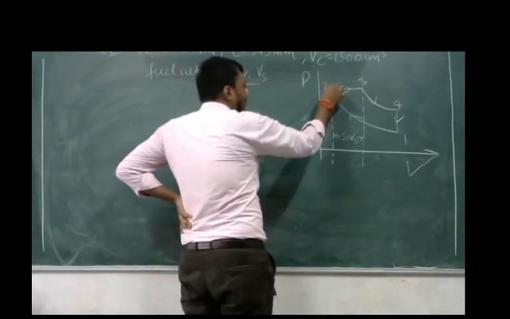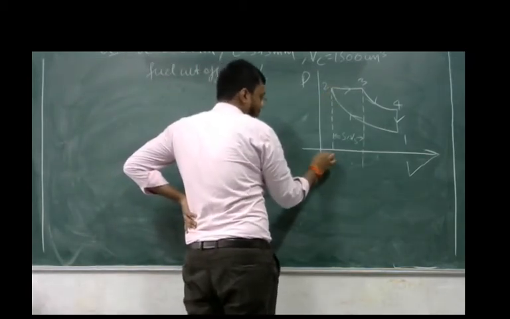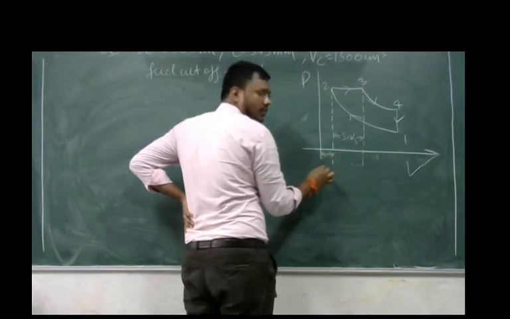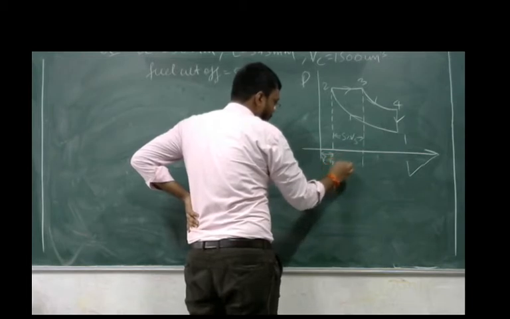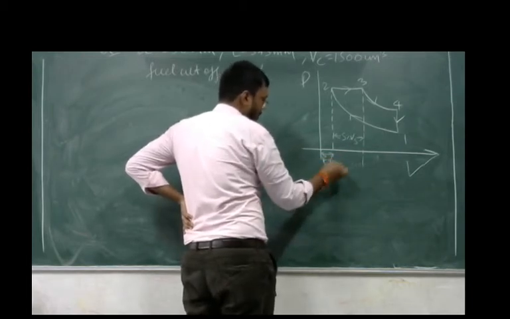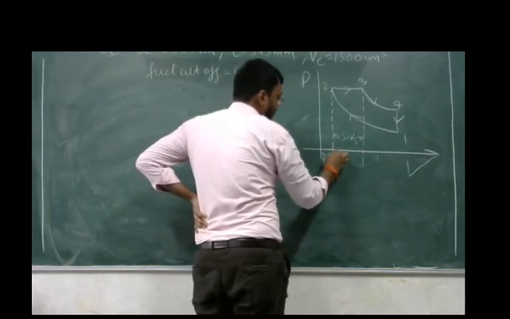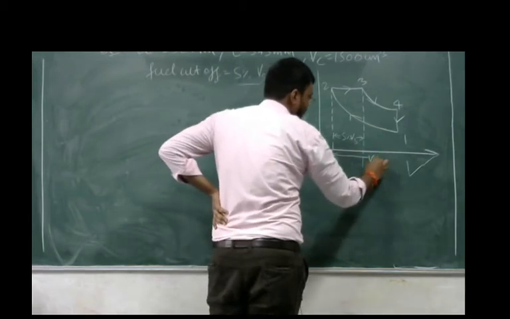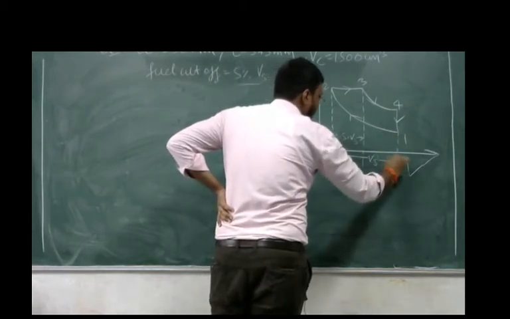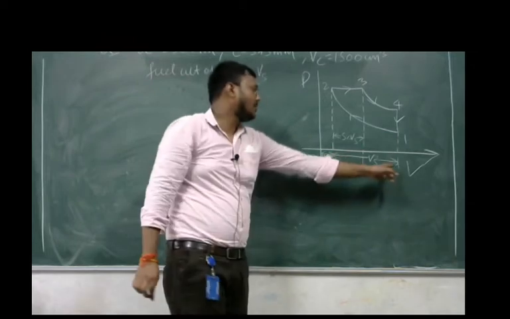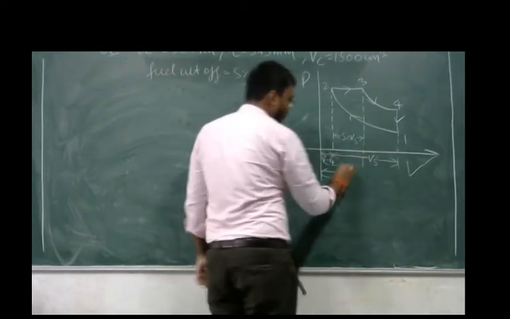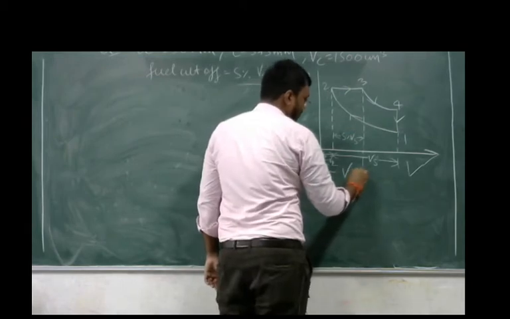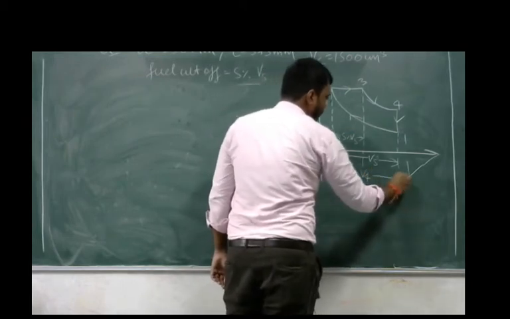Now this is point 2, corresponding to the clearance volume VC. VC equal to V2. And this is the total volume, this is the stroke volume VS. At point 1, the volume is V1 equal to V4.